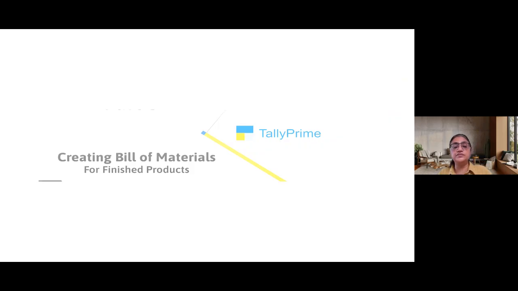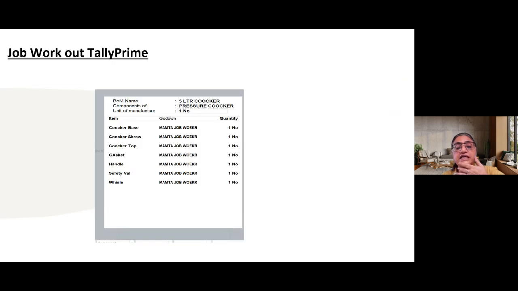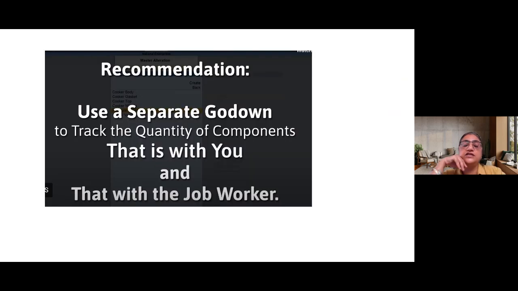Now, first of all, I provided here one example of a pressure cooker. To assemble a pressure cooker, we need a whistle, safety valve, then lid, that is the pressure cooker top, then gasket, that is the ring, and then body. So we have to create all these items. And there is one suggestion: use a separate godown to track the quantity of the components.